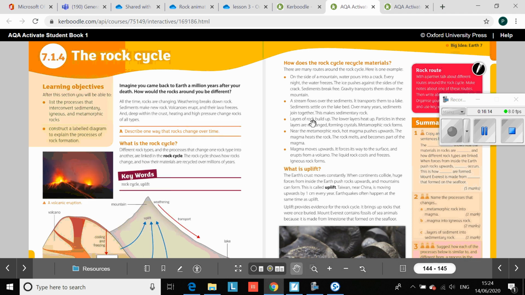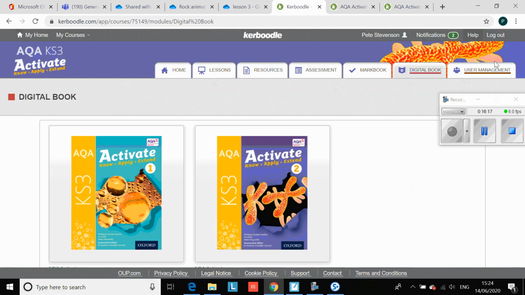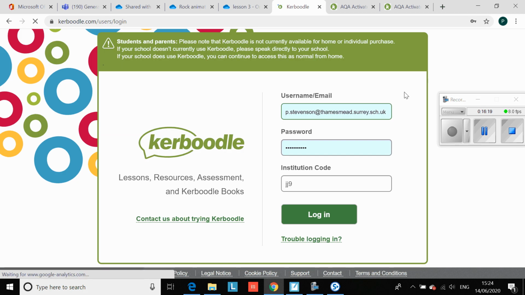Okay. So a couple of little things about how to log into Kerboodle. If I just quickly log out and show you how you log in. What you need is your school email address. Mine's p.stevenson@thamesmead. And then you'd use the first part of your email address as your password. So for me, that would be p.stevenson, but for you, it's whatever your code is. And the Thamesmead institution code is JJ9. So you put that in there and then click login.